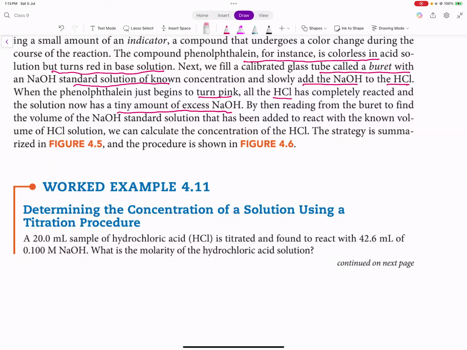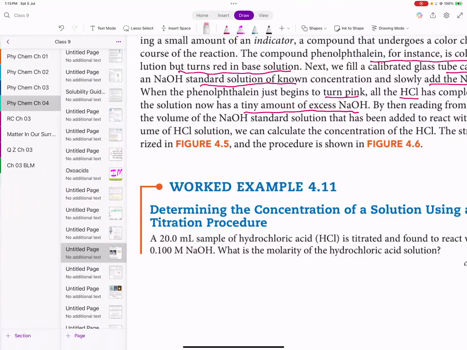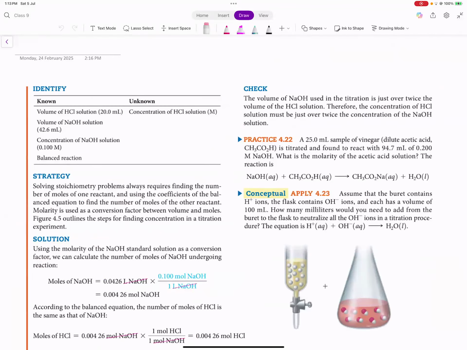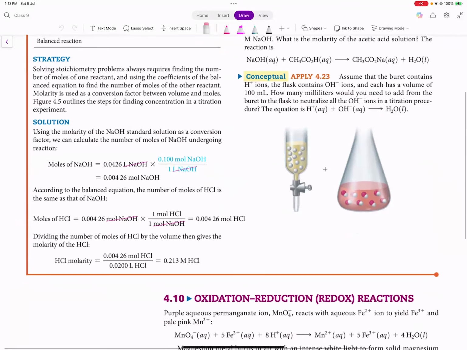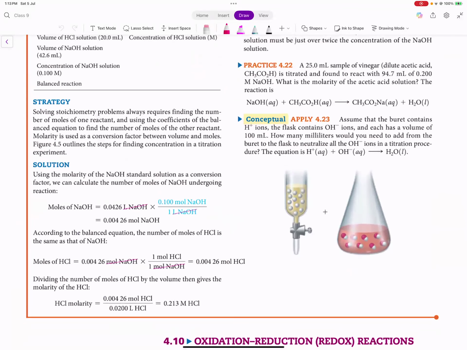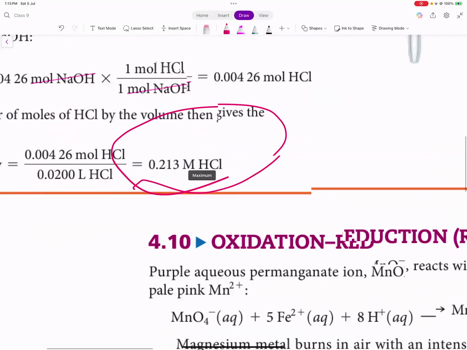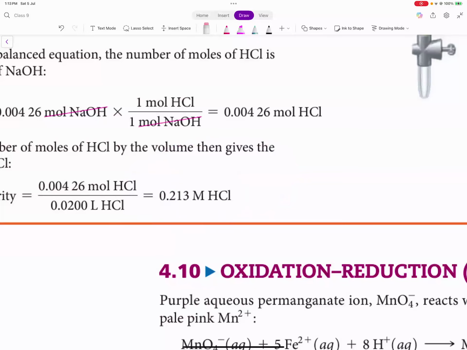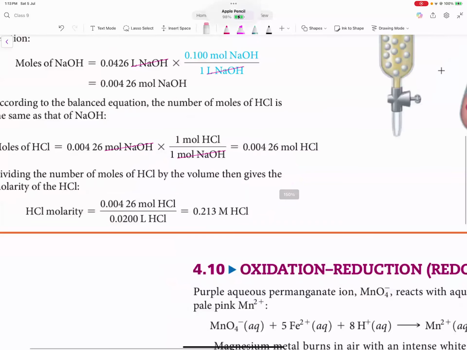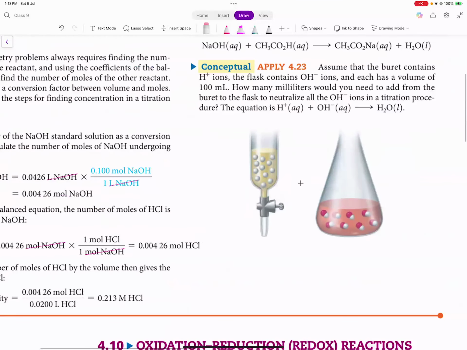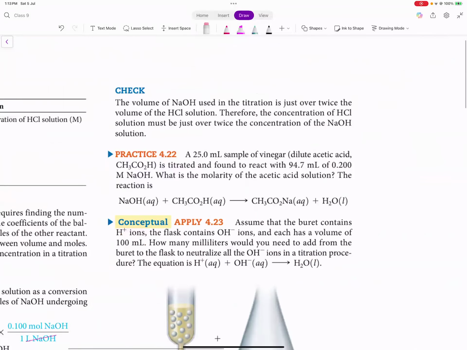So is the answer 0.213? 0.213 what? Molarity. Capital M, molar, you have to say. Yes, sir. Yes, this is the answer. So we don't need to do anything, we just simply need to apply our concept. Okay. So next you have to do this.